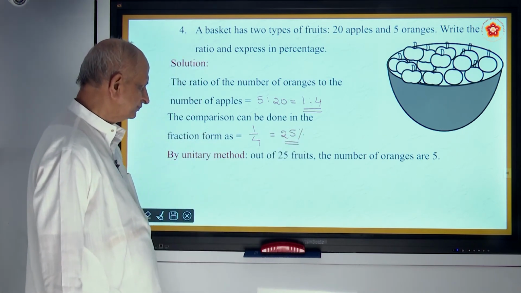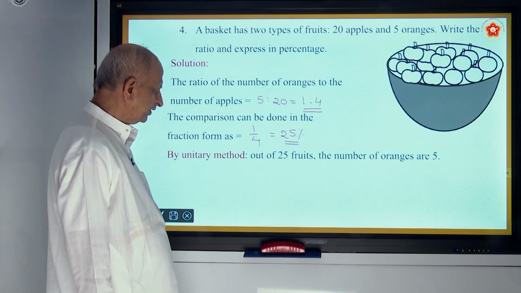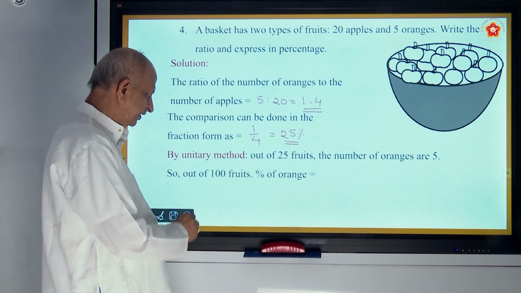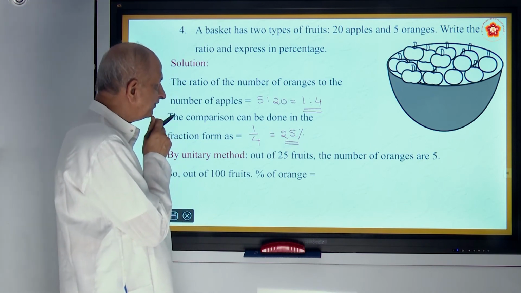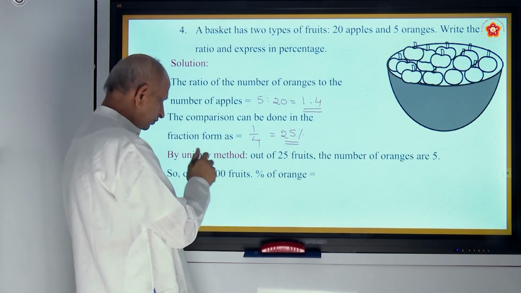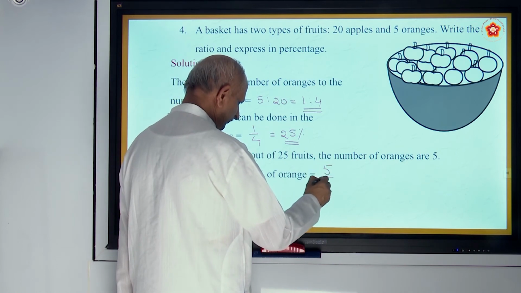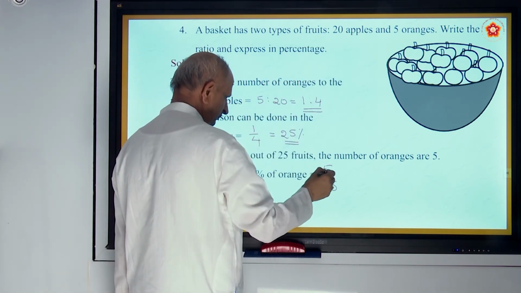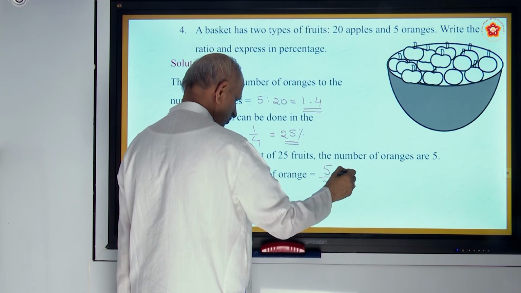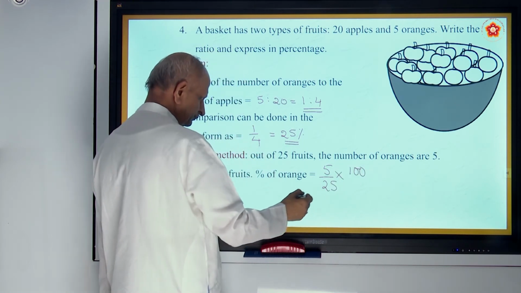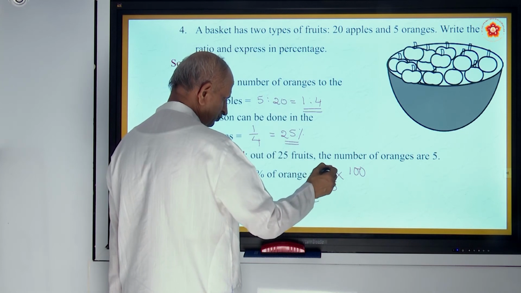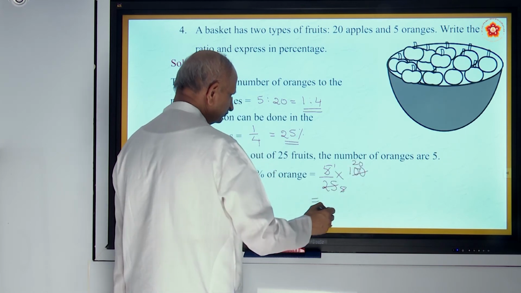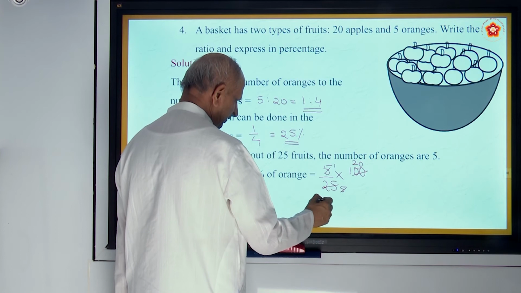And there is one more method. So out of 25 fruits, the number of oranges are 5. Out of 100 fruits, what is the percentage? Percentage of oranges. So 5 out of 25. 25 is total, 20 plus 5, into 100. That is 5 ones are 5, 5 fives are 25, 5 ones are 5, 20s are 100. So that is 20%.